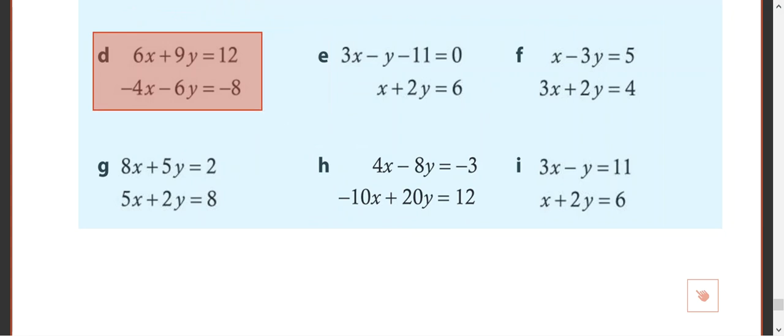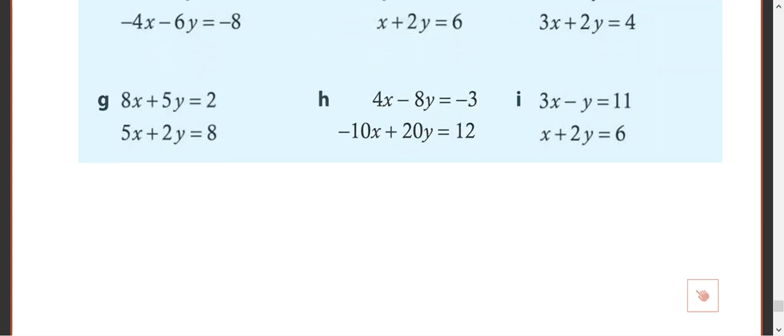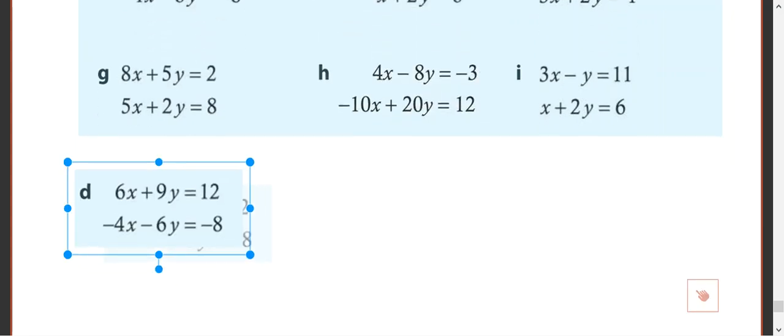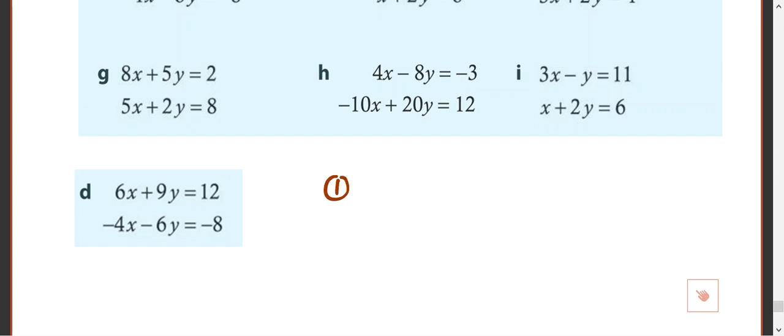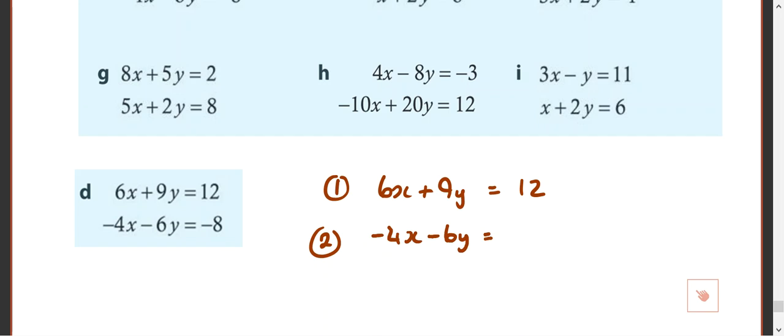So this one, I think you've been discovering that if we do this one, look. Number 1, guys, pay attention: 6x plus 9y is equal to 12. Number 2 is negative 4x minus 6y equals negative 8. Now, this leads me to a couple of things I wanted to say. Oh, we're doing D?